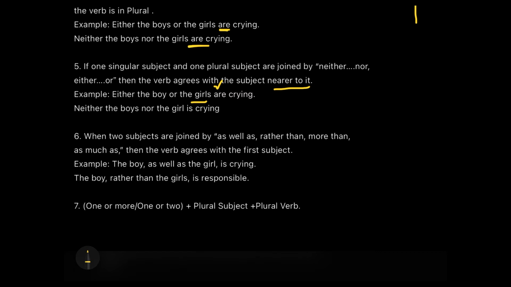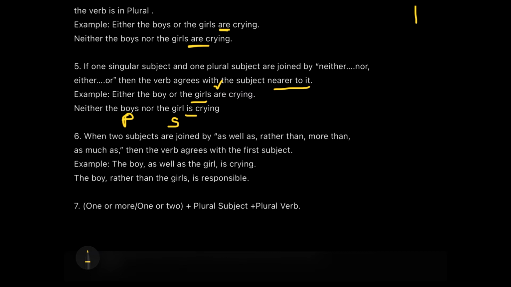Another example is neither the boys, plural subject, nor the girl, singular, is crying. Why is? The reason is because the girl, which is the subject, is singular and the closer one to my verb. So we'll go with this. Fine. So either or, neither nor, in all the three situations, singular subjects, plural subjects and singular plural combination subjects is clear with us. Now we'll move down to the 6th rule.